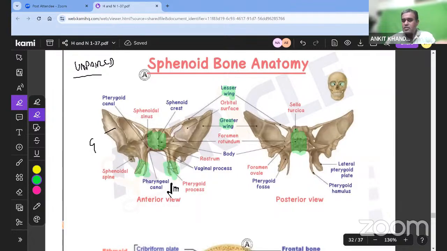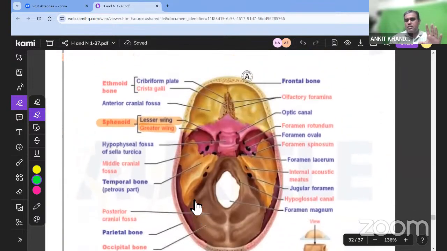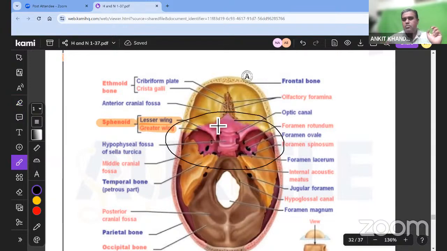They articulate with the maxilla from the fissure in between. That is the pterygomaxillary fissure. Okay, sphenoid bone, very important. Go through the labelings, a couple of which are over here. It will help understanding. This whole is the one sphenoid bone.